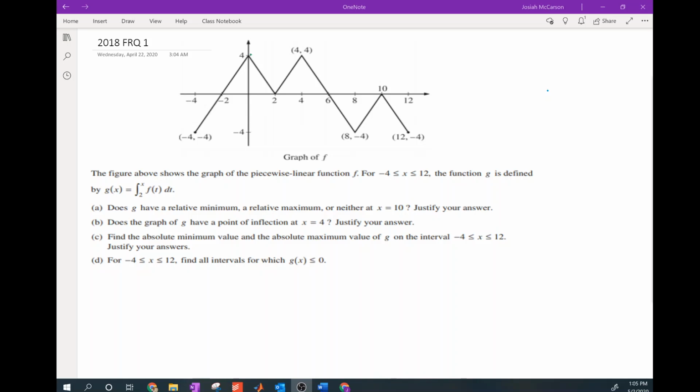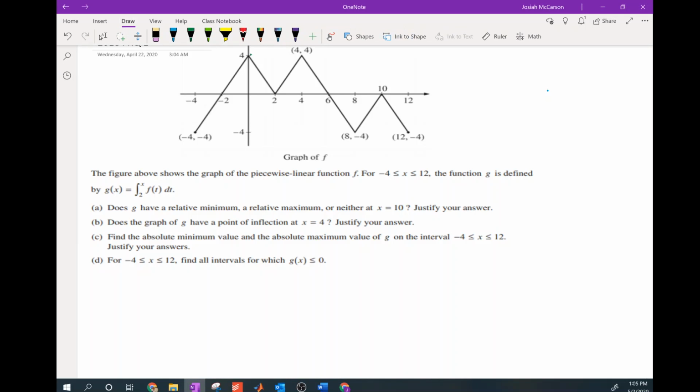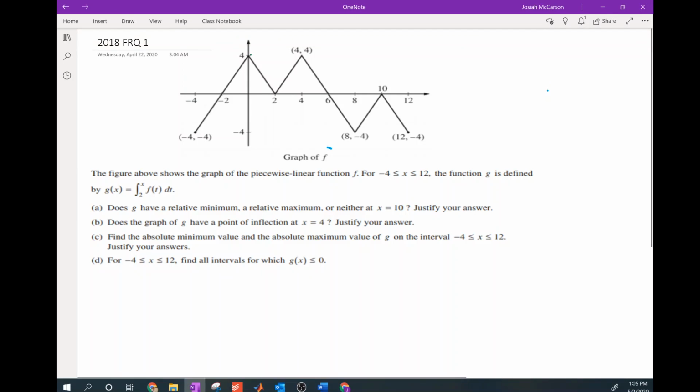So the biggest thing that's popping out to me is, one, we have two functions that we need to compare. We have f and we have g. f is given to us by a graph, and g is given to us by an equation. The next thing that pops out to me is that we're dealing with maximums, minimums, points of inflection, and absolute maximums and absolute minimums. With those being absolute, it's important to realize that they say greater than or equal to. So we're going to have to make sure we include our -4 and our 12 when we need to.